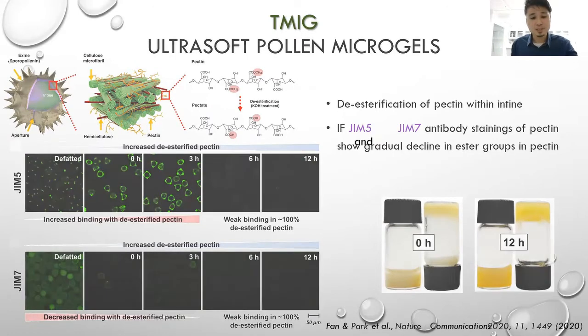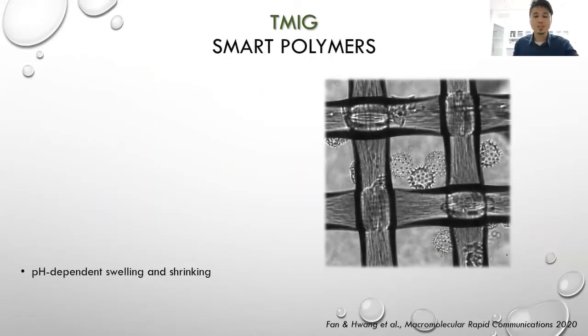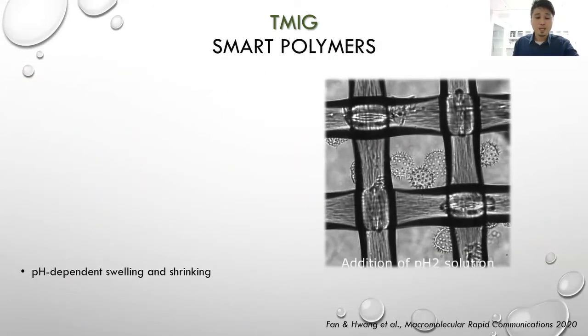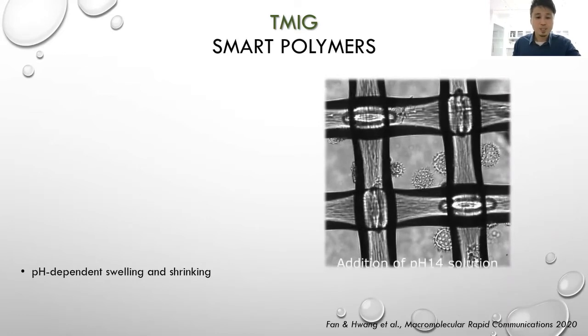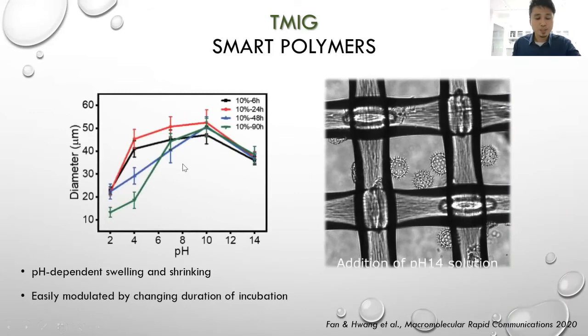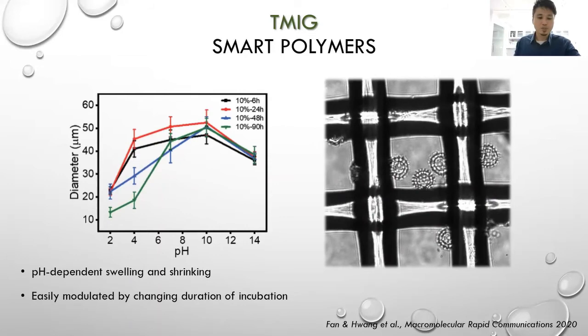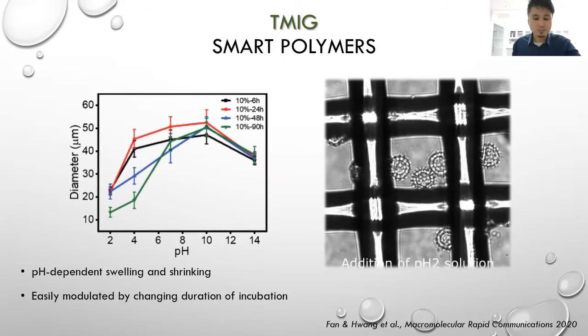Surprisingly, the base-treated pollen exhibits pH-dependent swelling behavior. In the presence of an acidic environment, the pollen shrinks, and this process is reversible upon subjecting the pollen to an alkaline environment. The extent of swelling and shrinking can be modulated not just by the pH of the environment, but also via the duration of incubation during the synthesis step.